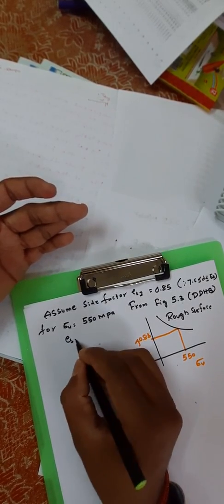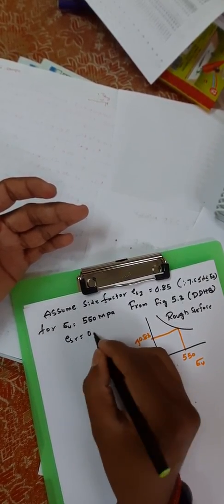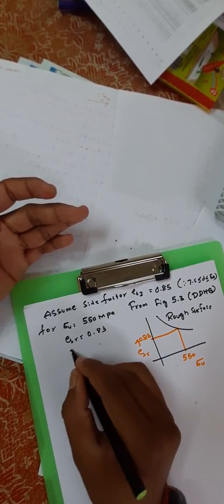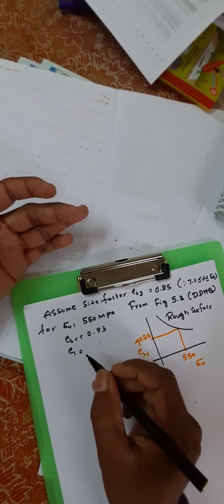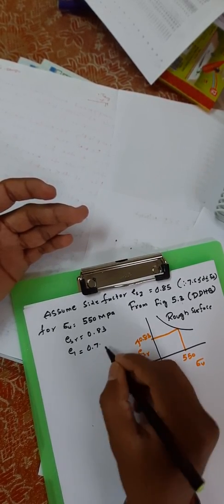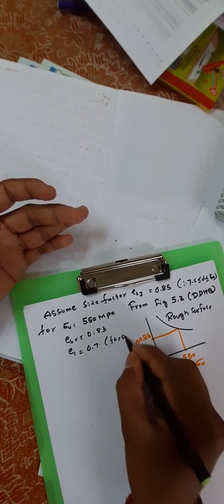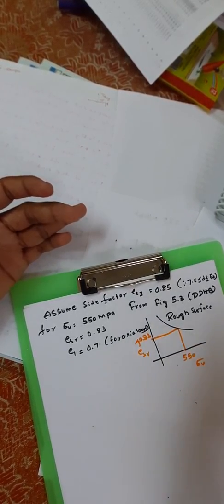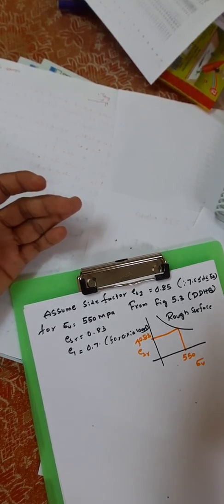ESR is equal to 0.83. Next, EL for axial load. We discussed this in the last problem also. We need to assume 0.7 for the axial load, 0.7 for the axial load.